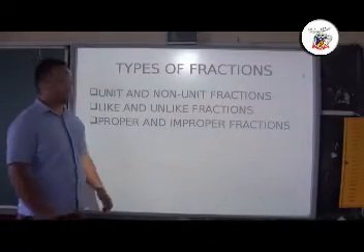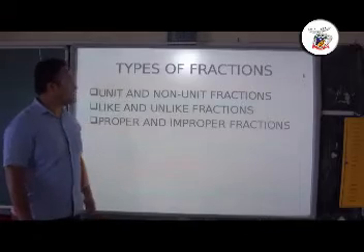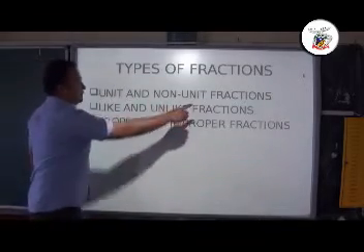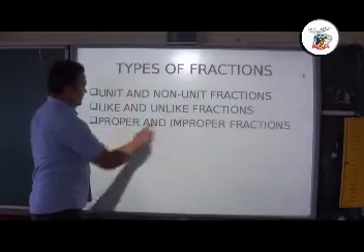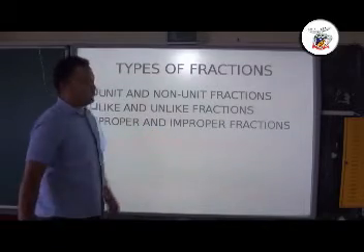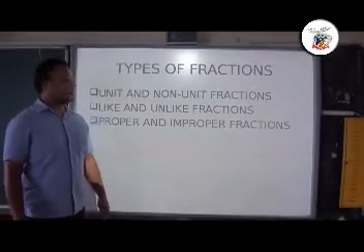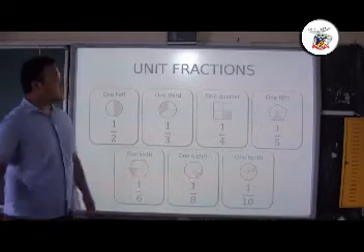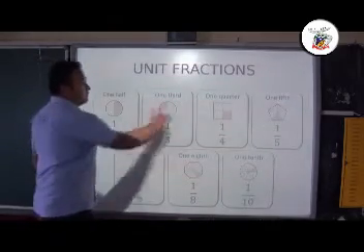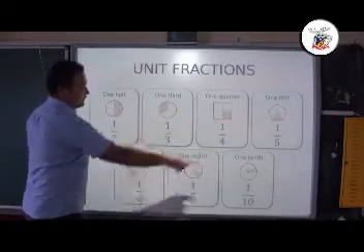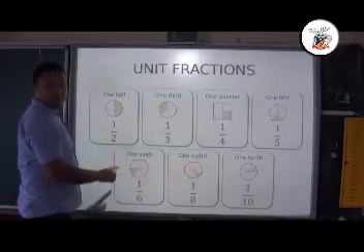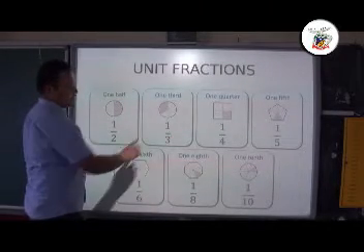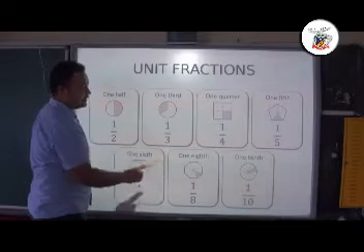Now let's move on with the different types of fractions. We have unit and non-unit fractions, like and unlike fractions, proper and improper fractions. Now let's see how fractions are grouped. Notice these fractions which are here and the figures that they represent. Can you see one thing in common? Yes, they all have the same numerator, that is 1.